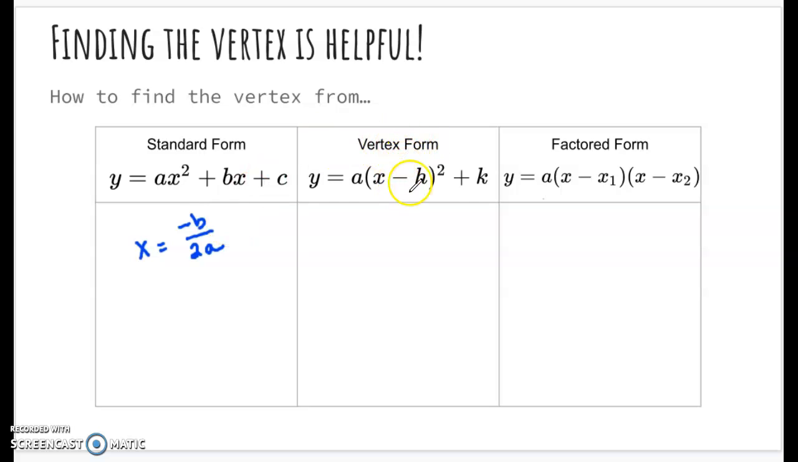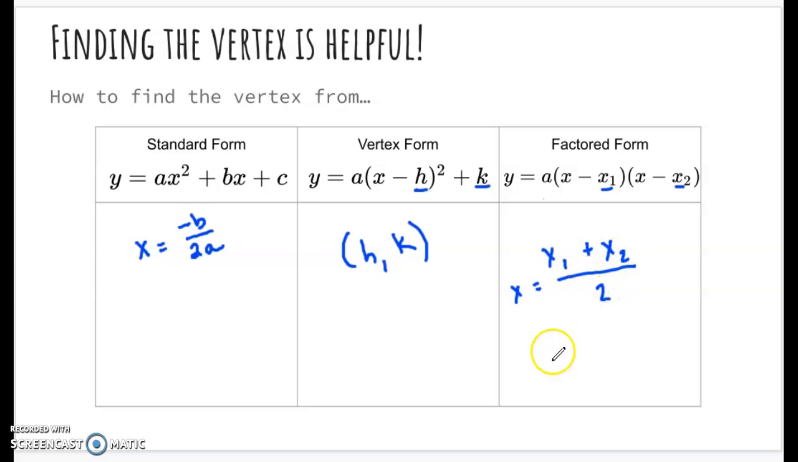For vertex form, it's even easier. Your vertex is at the coordinates shown in the form, so it's at (h, k). And factored form starts getting a little tricky. I don't know that finding the vertex is the easiest way to graph from factored form, but it's actually not too bad. You take each of your factors, so whatever x1 is, you add x2, and then divide by 2. And that, again, is going to give you the x coordinate of your vertex. And then you'd have to plug back in to find the y coordinate.